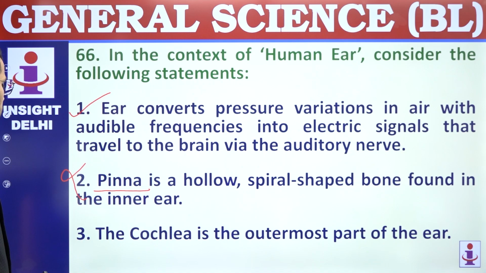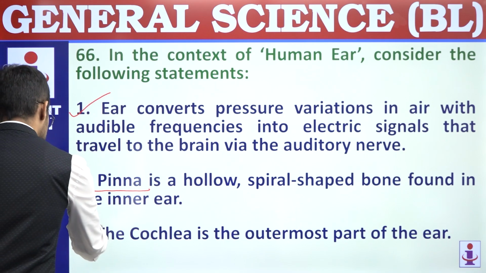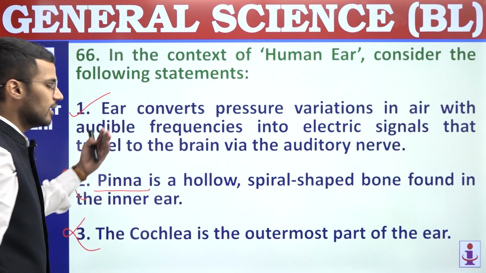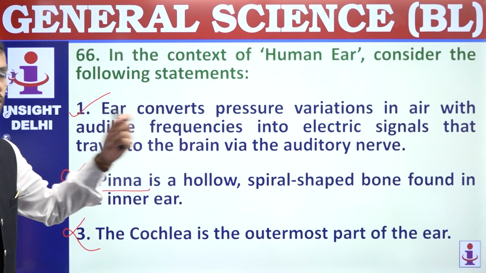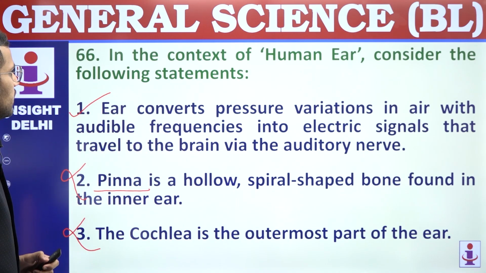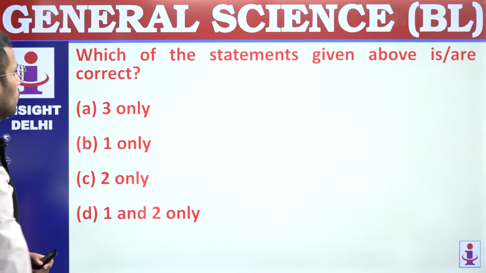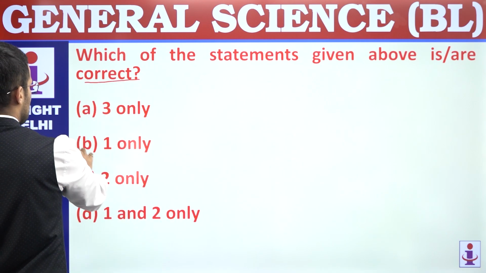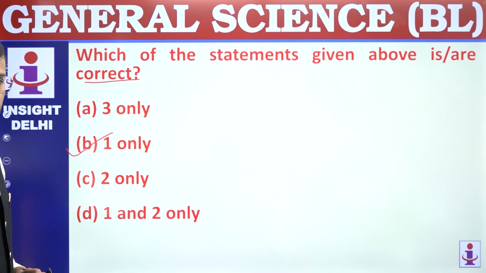Third, the cochlea is the outermost part of the ear. This is again incorrect because the cochlea is the hollow spiral shaped bone, right? So only the first statement is correct. We are supposed to find out the correct statement only, hence the answer is B, 1 only. Question number 66, answer is B, 1 only.